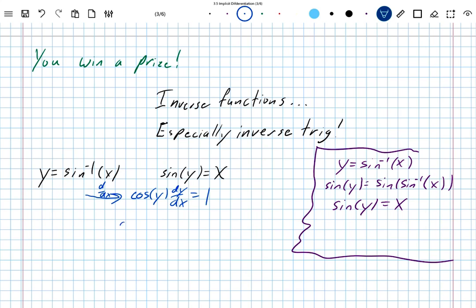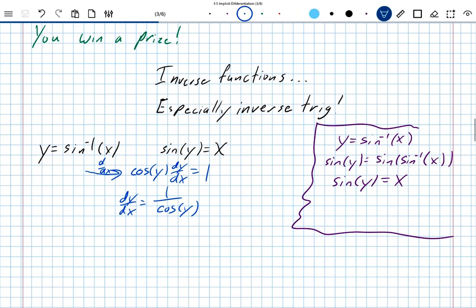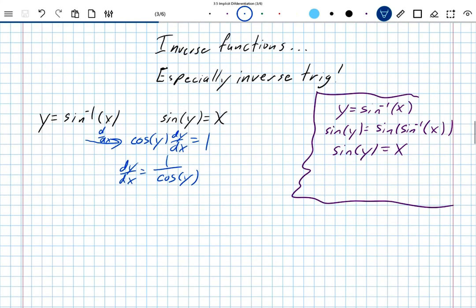And I solve this for dy/dx, which is equal to 1 over cosine of y. Cool. That's pretty neat. 1 over cosine of y is true. However, we really would like to write this using x's instead of cosines. So let's go ahead and give that a try.